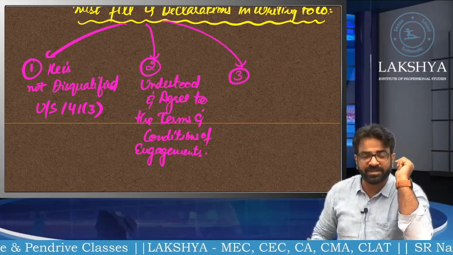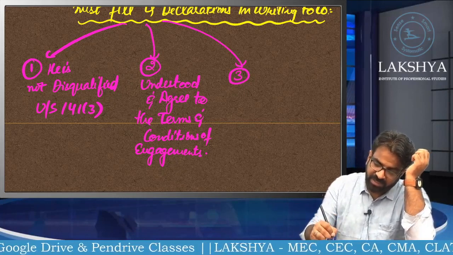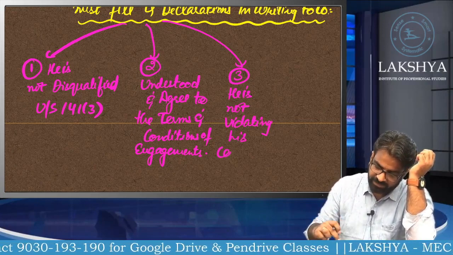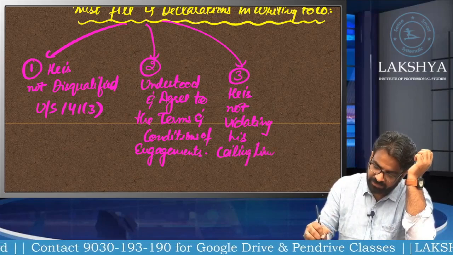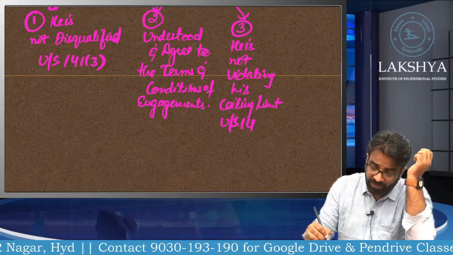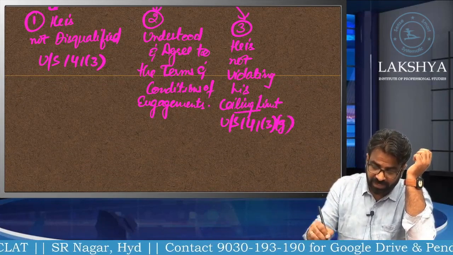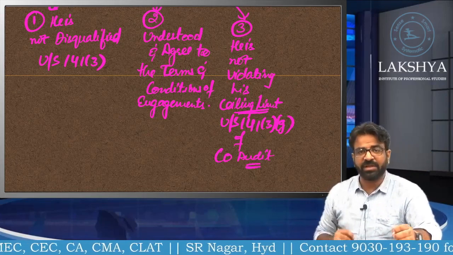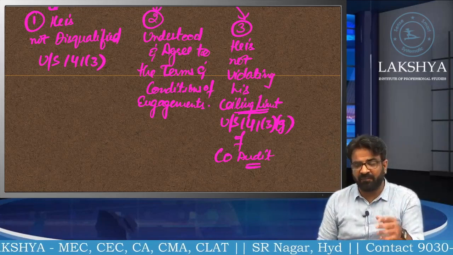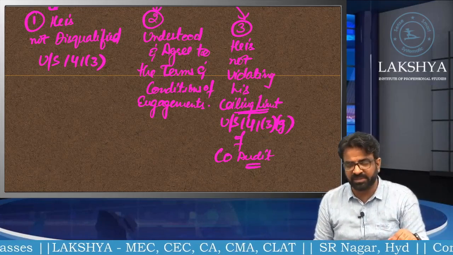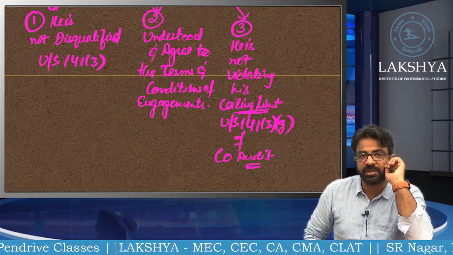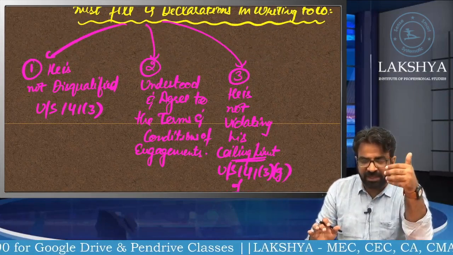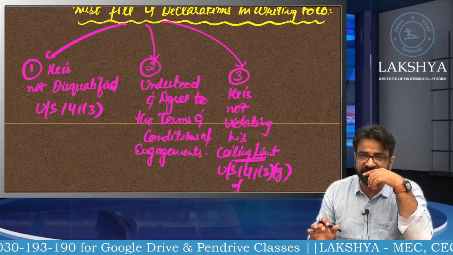Declaration number 3. Sir, what is declaration number 3? Declaration number 3 is very simple. He is not violating his ceiling limit under section 141, subsection 3, clause G. Can anybody tell me the ceiling limit under section 141, subsection 3, clause G, of doing which audits? Company audits. Now, this we will understand when we do the disqualifications. What is the ceiling limit? As per the Companies Act, which we have learned at intermediate and IPCC level, the ceiling limit of doing company audits is 20 company audits. So, in this declaration, he is telling the company that after getting appointed as statutory auditor for your company, I'm not breaching my ceiling limit. I'm within my ceiling limit.